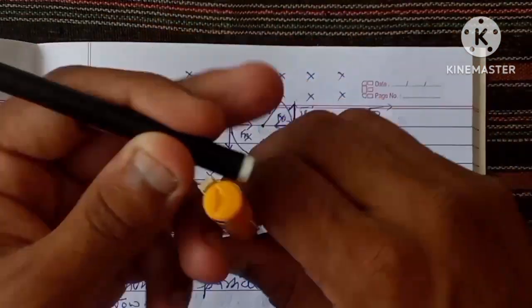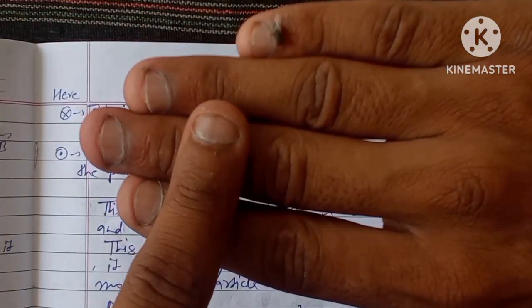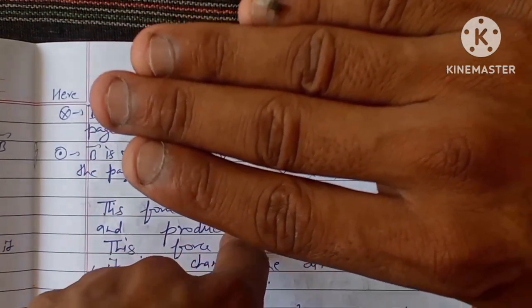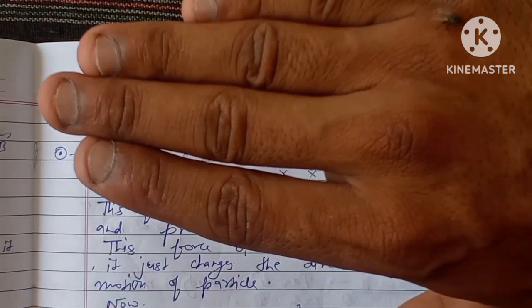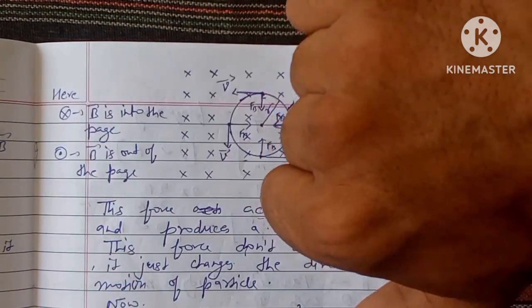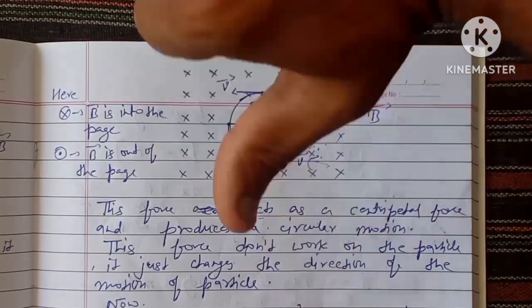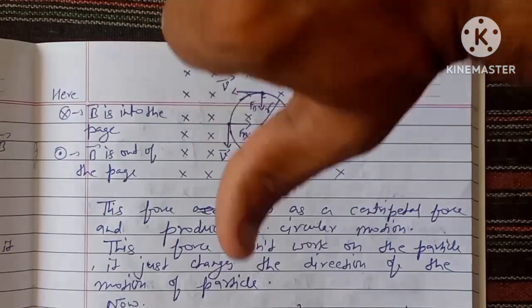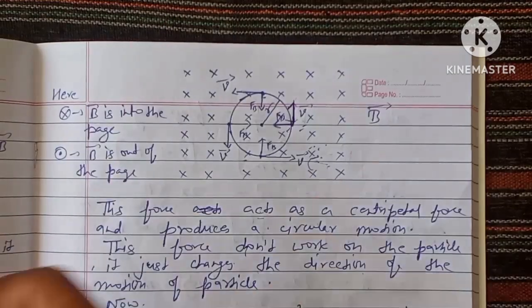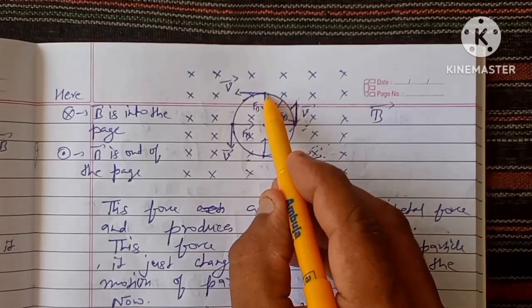So this is the direction of my velocity. Very simple. And in downward direction there is the magnetic field. So curl your fingers in the direction of the magnetic field like this. Your thumb is pointing in this direction. So this will be the direction of your magnetic force. So at this point, the magnetic force will be in this direction.